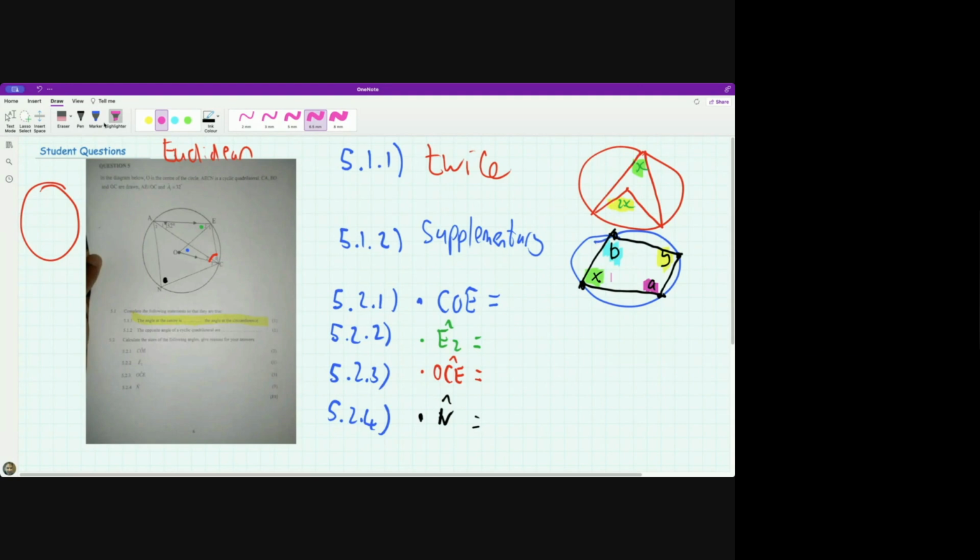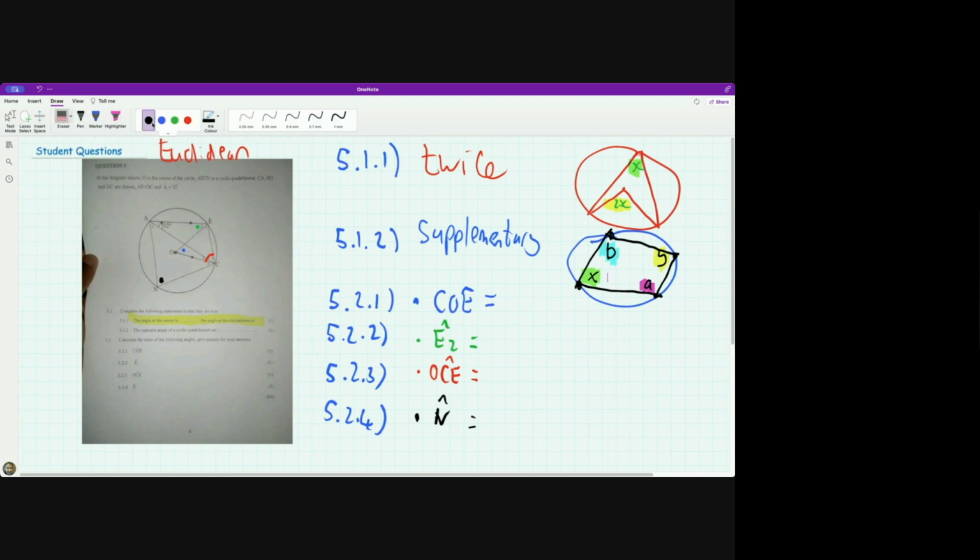Then the actual question, and maybe I should draw this so that you can see it a bit more clearly. There is a circle, and on that circle there is a cyclic quad, and the letters are A, E, N, and C, but then there's also an O in the middle.